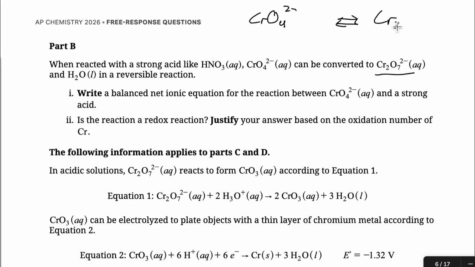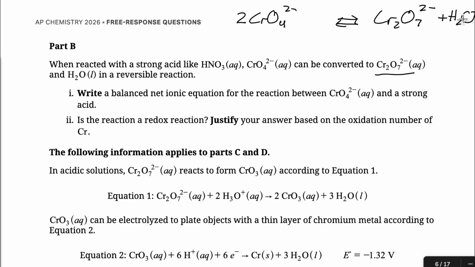And then the first step you're going to do is you want to balance your Crs. Like this. Secondly, you're going to balance your oxygen atoms. So here you have 8 oxygen atoms, and here you have 7. So where can we get an oxygen atom? We have water. It says it produces water as well.